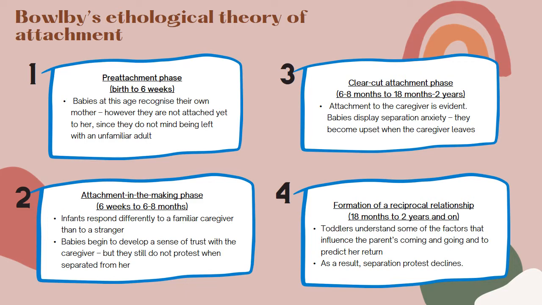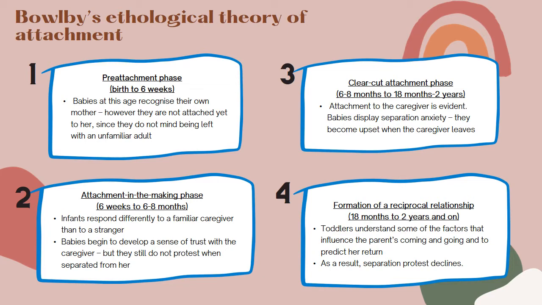Third phase is clear-cut attachment phase, between 6 to 8 months to 18 months to 2 years. Attachment to the caregiver is evident. This is when the babies become so clingy with the mothers or caregivers. Babies display separation anxiety. They become upset when the caregiver leaves.